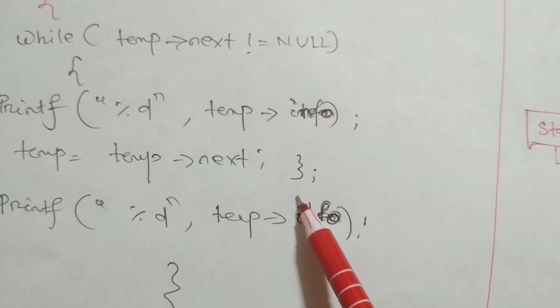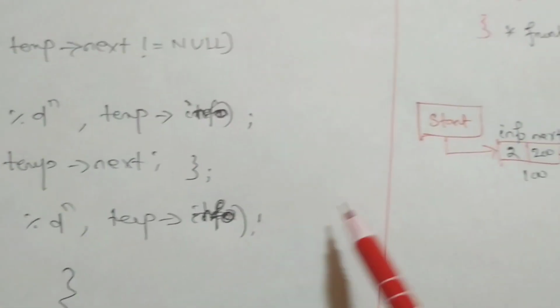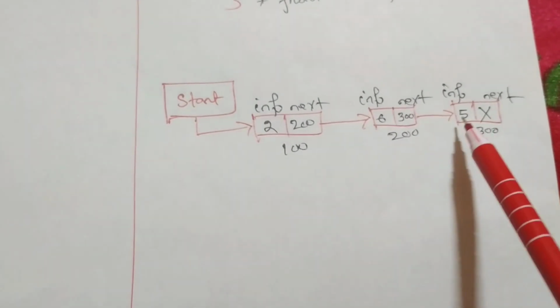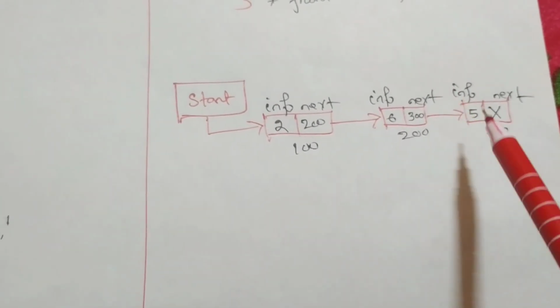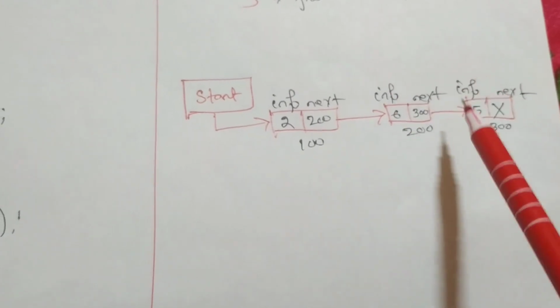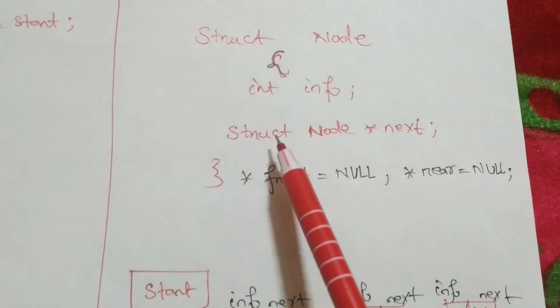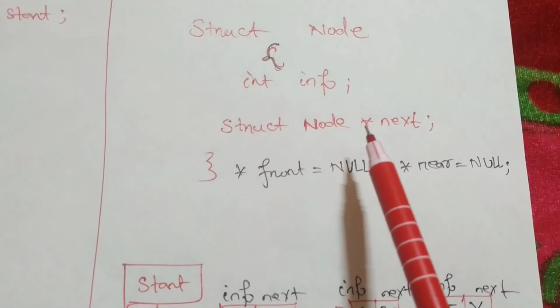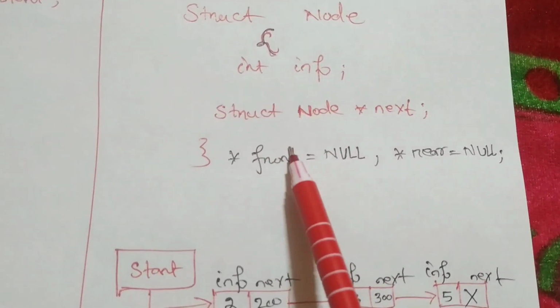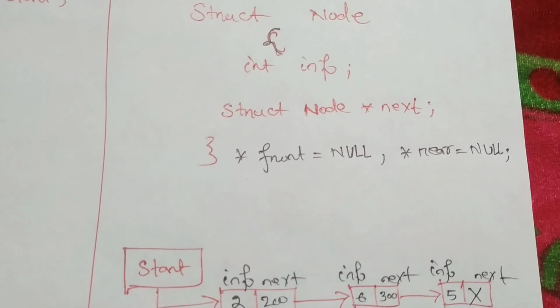After the loop ends, we print the information part of temp again, because when the null pointer comes, the loop leaves and does not execute more. So after that we also have to display the information part of this last node. And this is only the declaration of structure using pointers, only the declaration of a link queue. Hope you have understood. Have a good day.